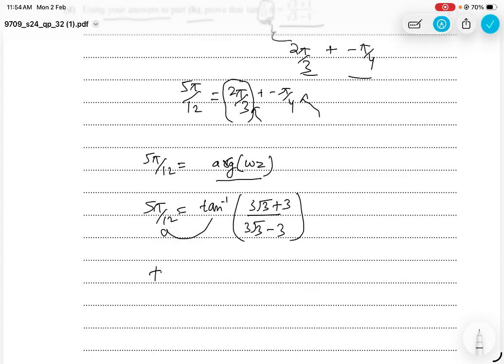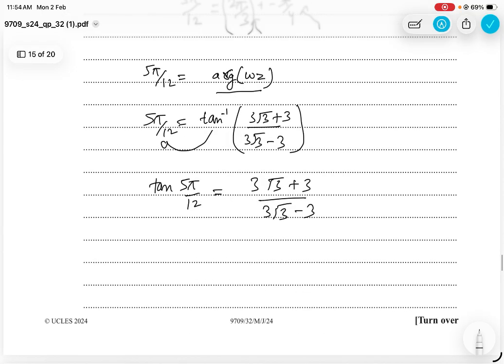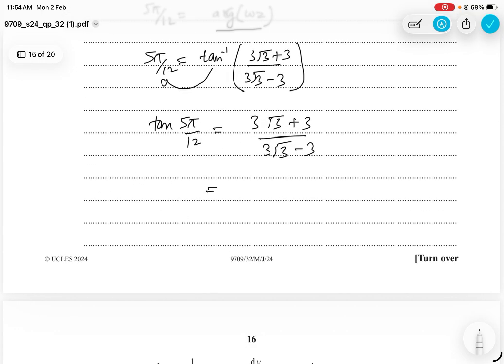Tan 5 pi by 12 equals 3 root 3 plus 3 upon 3 root 3 minus 3. Take 3 common and cancel it. We will get root 3 plus 1 upon root 3 minus 1 as the value of tan 5 pi by 12. Got it? Got this one or not, learners? Very good. You got this one also correct, learners.